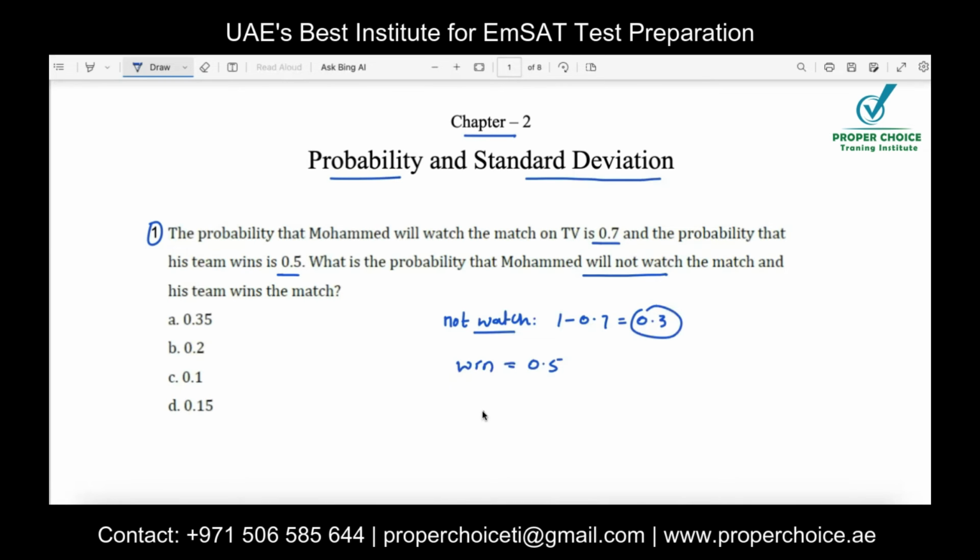So that is the probability of not watching, 0.3, multiplied with the probability of winning the match, which is 0.5. Multiply them together, and you will get 0.15. That is option number D.